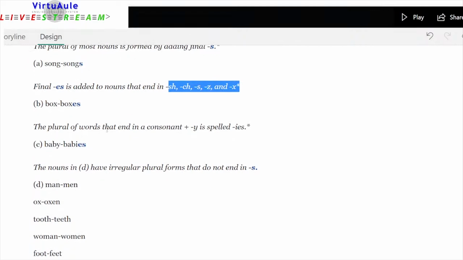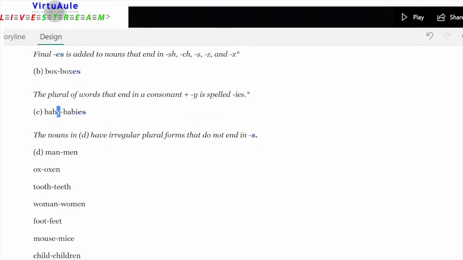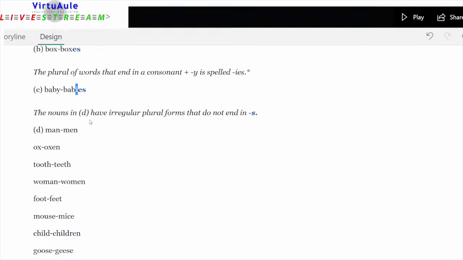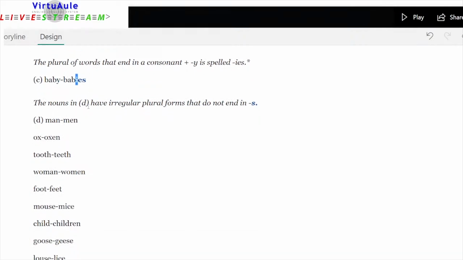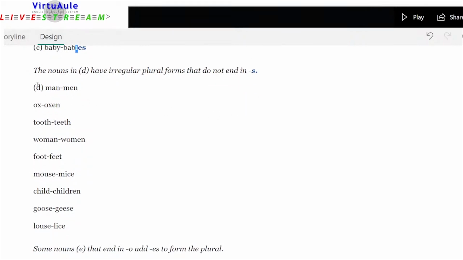The plural of words that end in a consonant with a Y is spelled IES. So when we have baby, which ends in a Y, we have to eliminate the Y, put an I, and add ES. The nouns in D have irregular plural forms that do not end in S. Okay, these are words you just have to memorize.